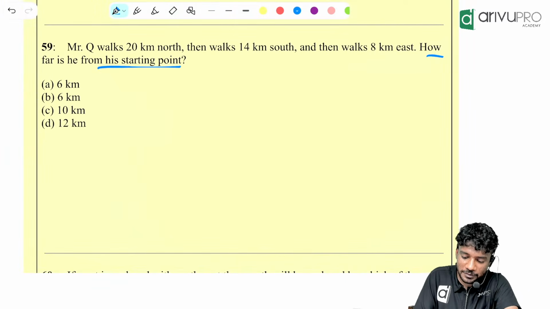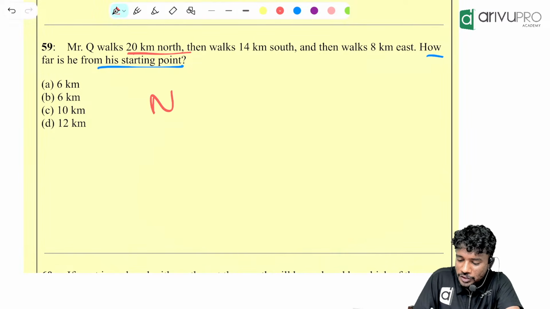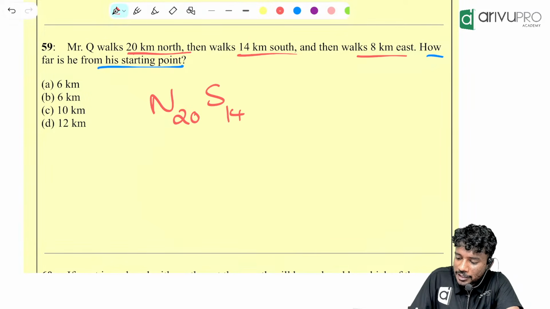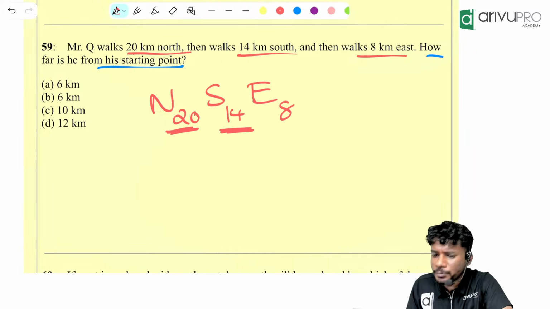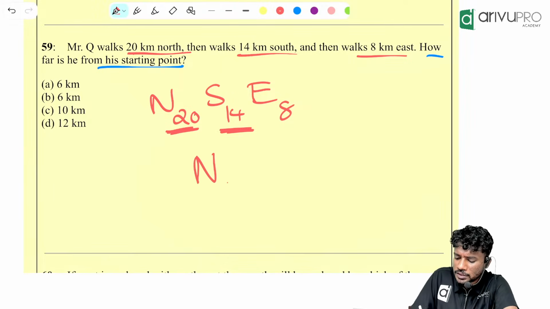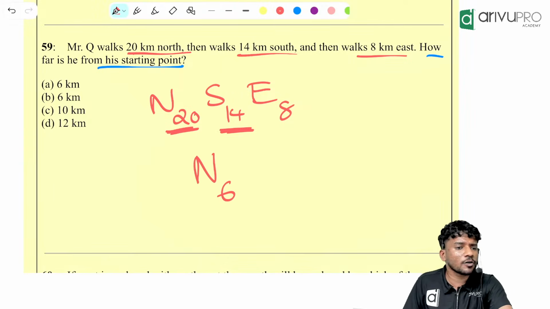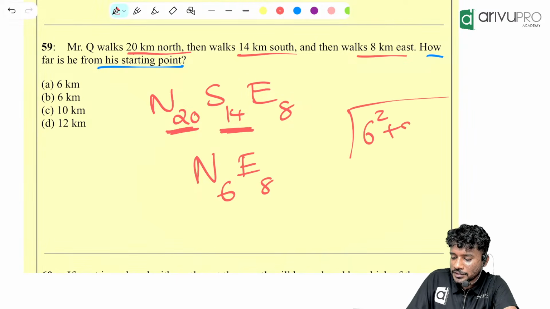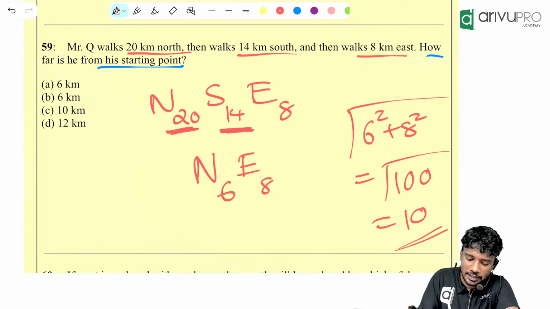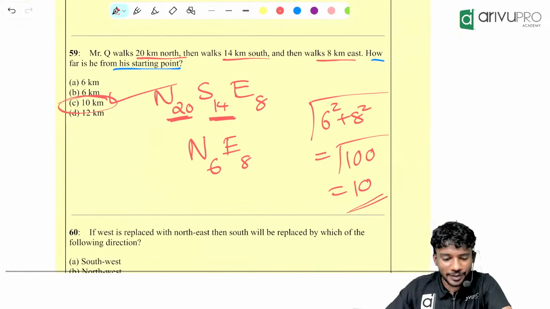How far is he from the starting point? Another direct one. Q walks 20 km north, then 14 km south, then walks 8 km east. Now tell me, north 20 and south 14 are opposite to each other. What is the bigger one? North is the bigger one. 20 minus 14 is how much? 6. Then east 8. Root of 6 square plus 8 square, which is nothing but root of 100. That is how much? 10 kilometers. Option C is your answer.